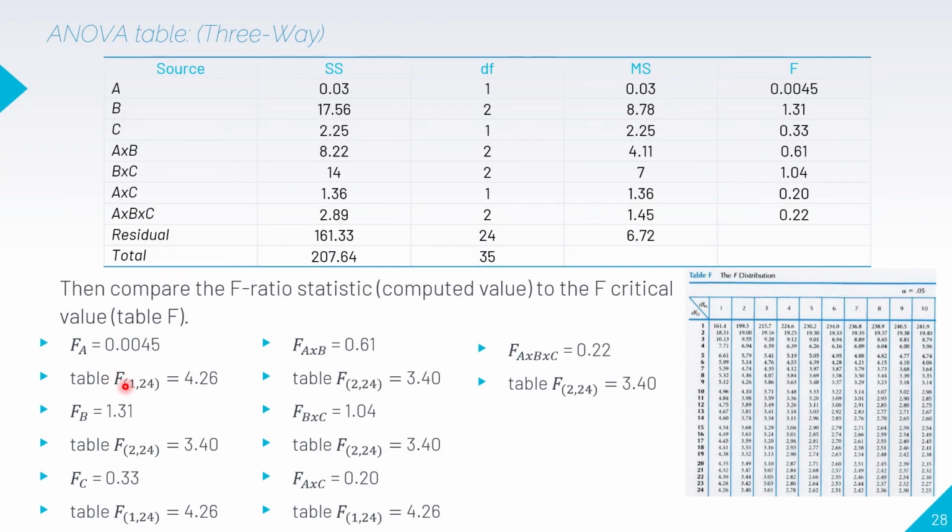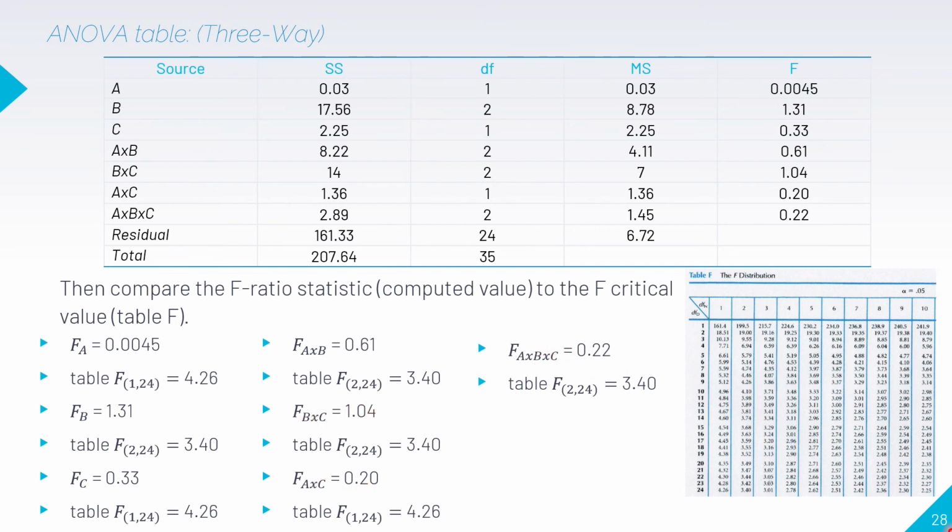So we have F in 1, 24. For 1 and 24 we have 4.26. That's our value for FA. In FB we have F 2, 24. So for 2 and 24 we have 3.40. Since some are having the same values of table F, we'll just copy it because it has the same value there. So that's our value of our F critical. So now let's compare our F ratio statistic to our F critical value. So let's put our value of F here.